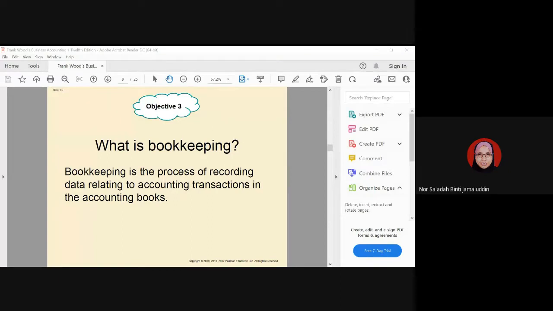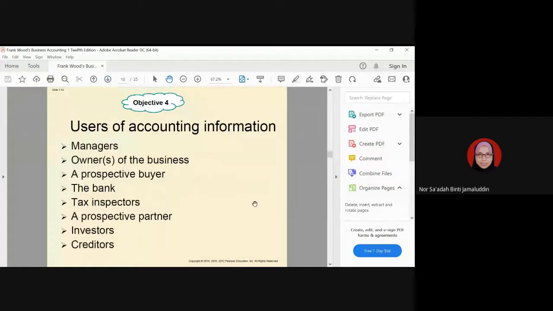This is the important part. Okay, if you just answer the question only stating recording data relating to accounting transactions, not including the accounting books, so this is half mark. So you must write the full answer. Alright. So we go to the users of accounting information.